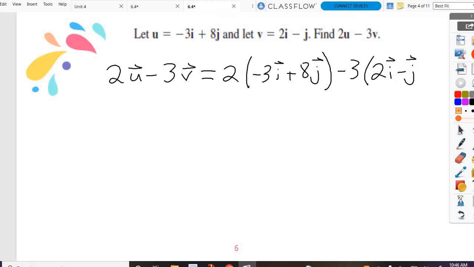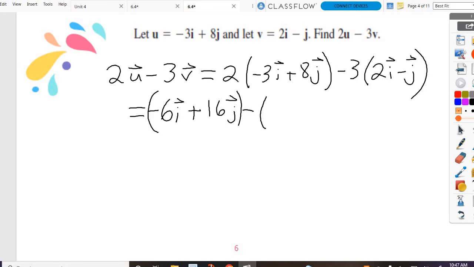And then we will subtract. So if I multiply each of my pieces by 2 on u, what do we end up with? -6i plus 16j. And then if I multiply each of my second pieces by 3, what do we end up with? -6i plus 3j. And we're just doing the 3, not the minus.